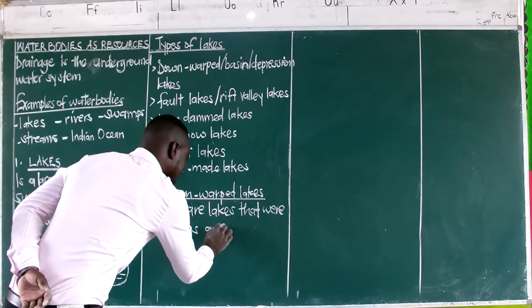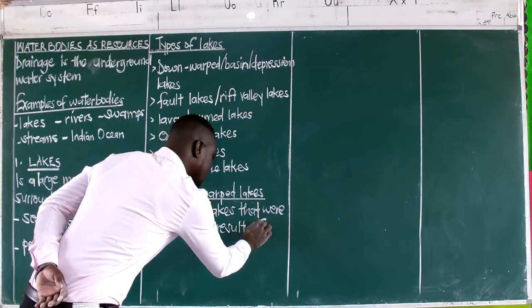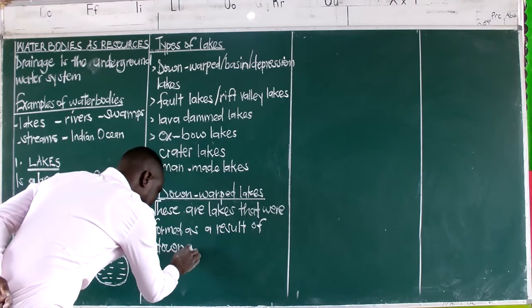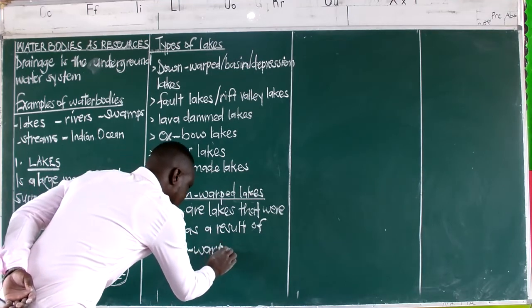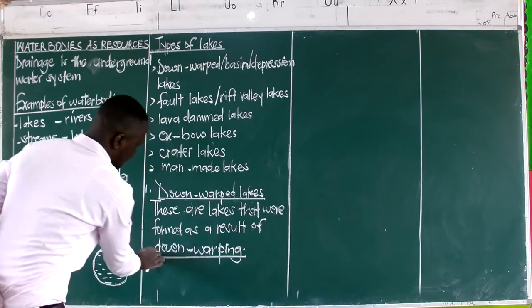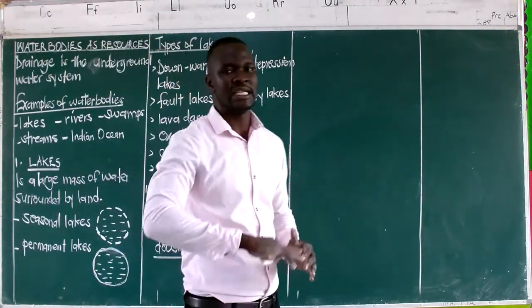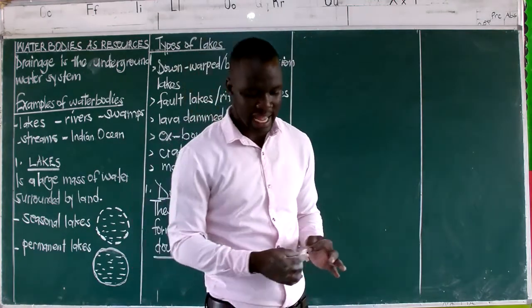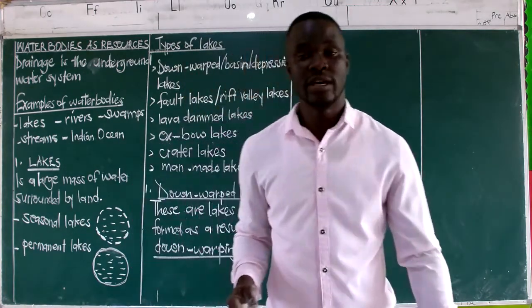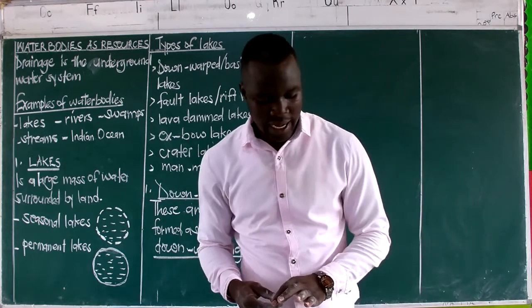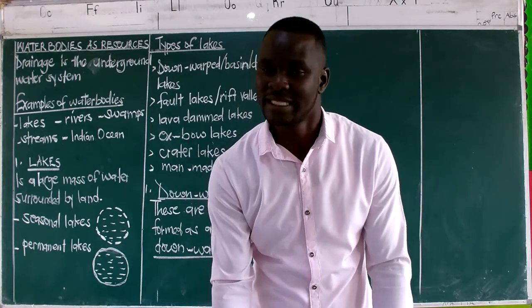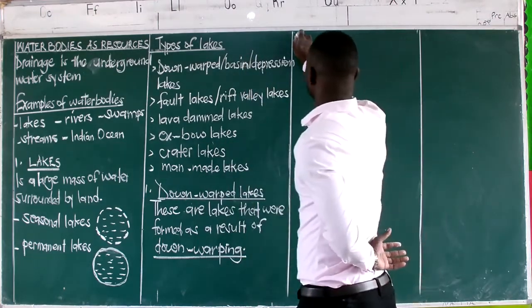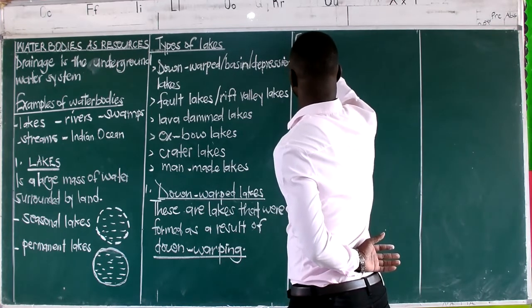as a result of downwarping. That is the process that led to the formation of these lakes, downwarping, the up and down warping of the land or the earth's surface, leading to the formation of the lakes we call downwarped lakes. Let's look at the examples of these lakes that we have in East Africa.